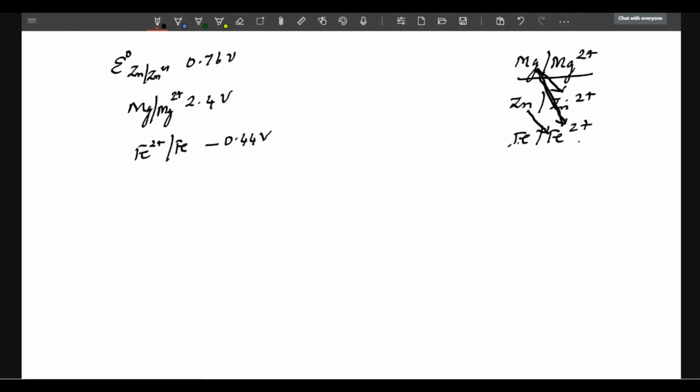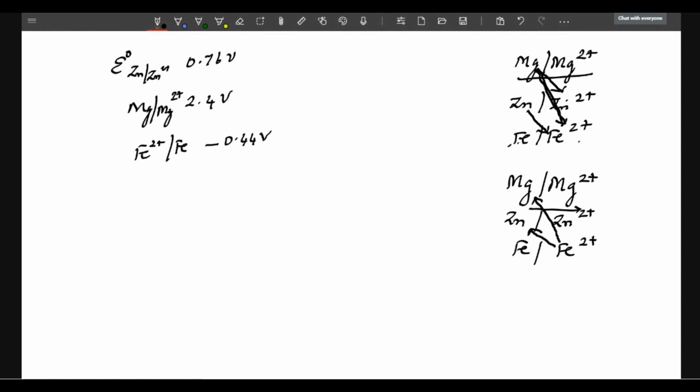Now we change into oxidation. Among the given three, which is having the highest oxidation potential or highest oxidizing character? Oxidizing character means you take it in this way. Fe2 plus is having the highest oxidizing character. It oxidizes zinc to zinc 2 plus. Iron 2 plus would be having the highest oxidizing character, which oxidizes magnesium to magnesium 2 plus.